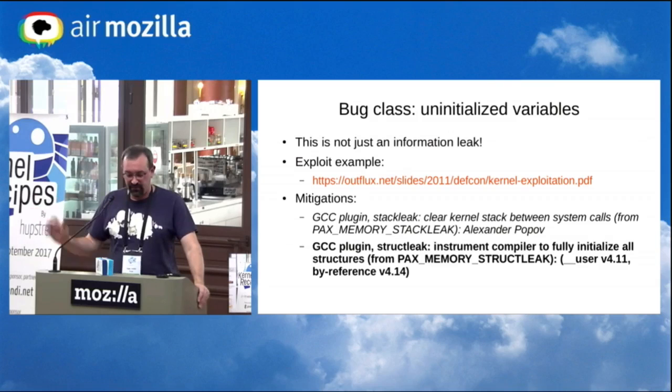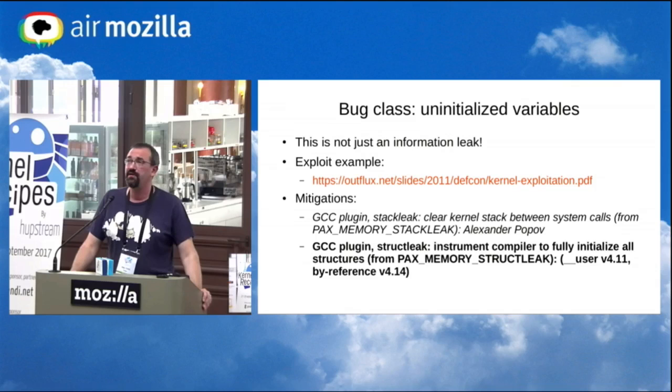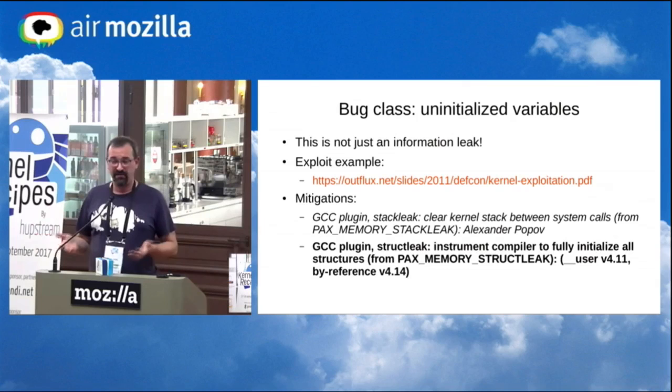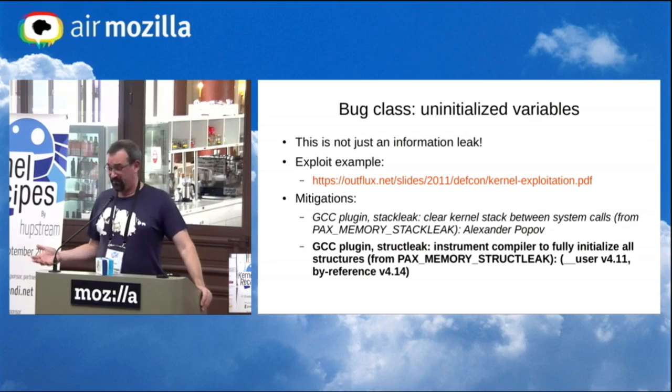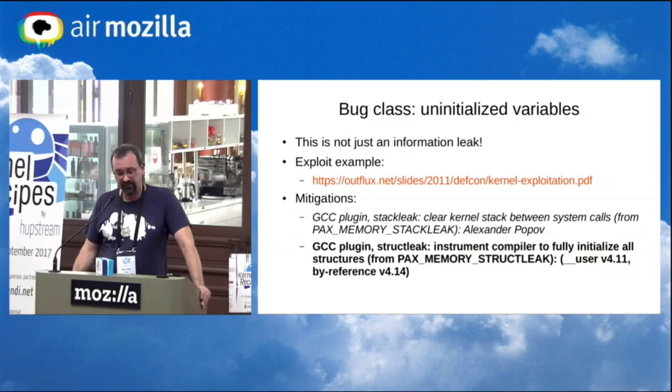And I actually don't like the term uninitialized variables because it lets people think that they just don't know what's there. Of course the variable has been initialized, it's just that you don't know with what. So figuring out what it got initialized with is the point. There's a bunch of mitigations here. There's clearing the stack on exit from a syscall. That's a plugin that PaX and Grsecurity have, and that's been worked on by Alexander Popov. So we should have something like that in upstream soon.